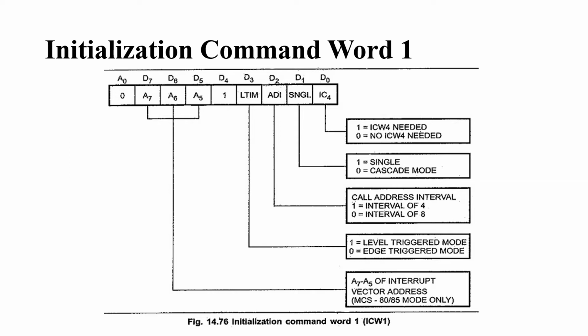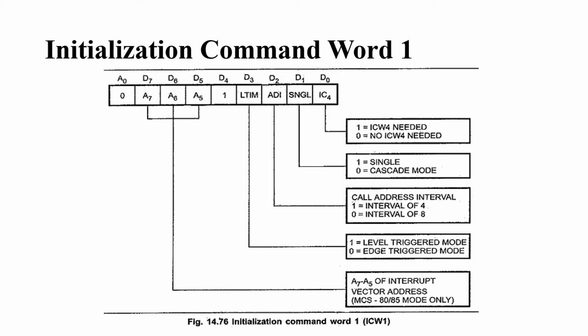This is the initialization command word 1 of Programmable Interrupt Controller, in short PIC 8259. D0 to D7 data bits work in association with A0 so that this initialization command word 1 can be decoded. This D0 bit of ICW1 indicates whether ICW4 is required or not. When it is 1, ICW4 gets read by microprocessor, whereas when it is 0, this ICW4 gets ignored by microprocessor.